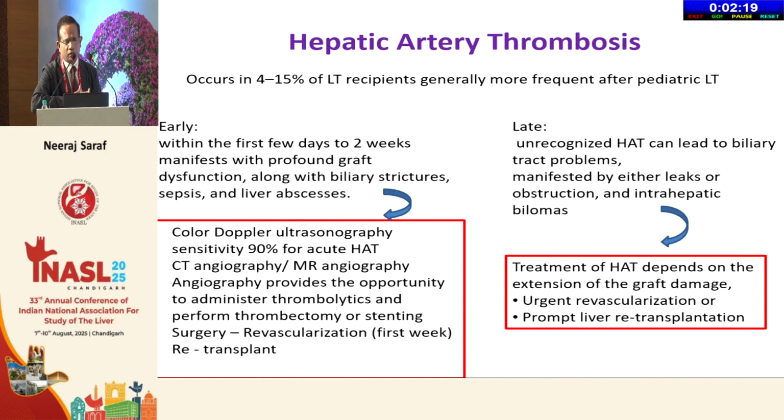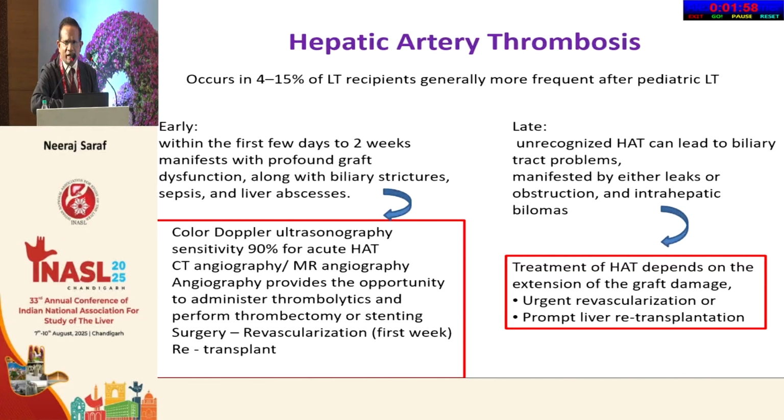Hepatic artery thrombosis, again, something which we all must know. Early usually occurs in about 5 to 15% of patients. More common in pediatrics, less in adults. And color Doppler is the first line of diagnosis.